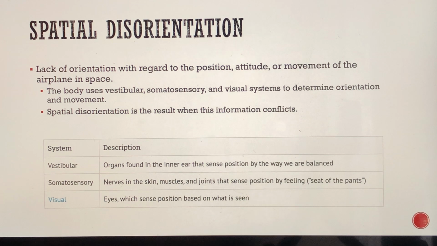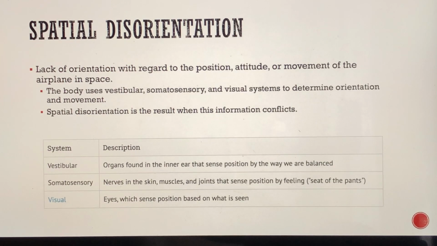So our vestibular system would be found in the inner ear, which is the sense of position because of balance. And then somatosensory would be the nerves in your skin, the muscles and joints. It's the feeling, or as we call it, the seat of the pants. And then there's the visual system. This is your eyes, which sense position based on what is seen. And when one of these gets conflicted with one another, it's going to cause spatial disorientation.